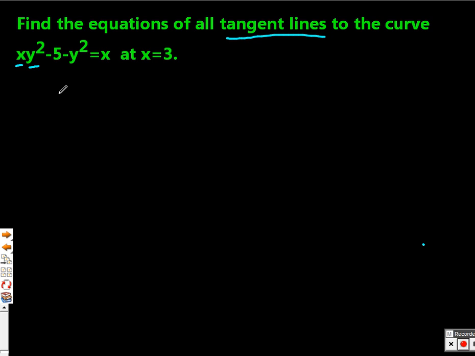So 1d2 plus 2d1. Your derivative would be the first times the derivative of the second, which is 2y dy/dx, plus the second times the derivative of the first, which would just be 1. Minus 5 goes away, y squared becomes minus 2y dy/dx, and then equals 1. They want you to find the derivative at a specific point.